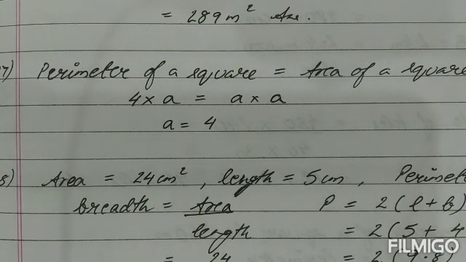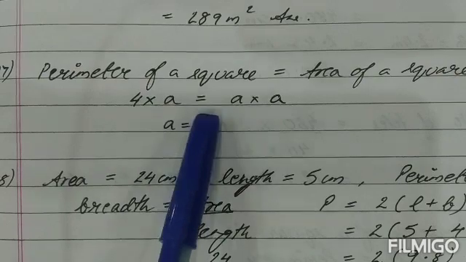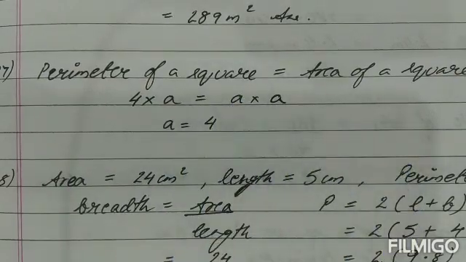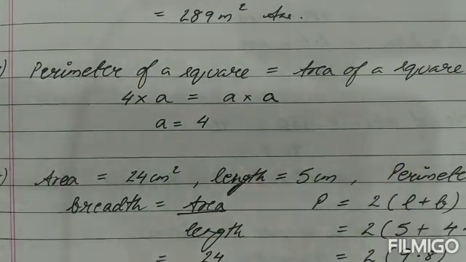Question number 6 is a similar kind of question, so I am not doing that. Coming to question number 7. The perimeter of a square field is numerically equal to its area. Find each side. Now the perimeter of a square is equal to the area of a square, children. That means both the things are the same.